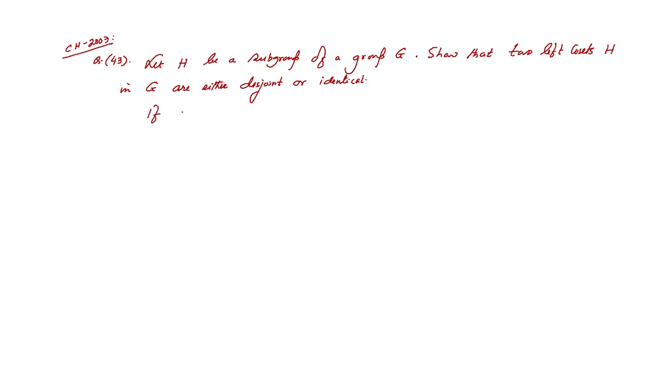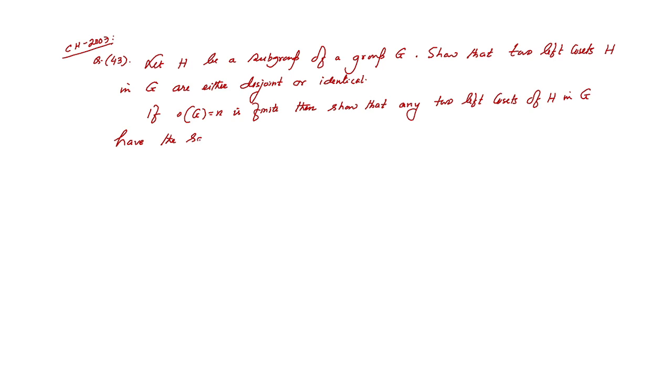Now again, there is a further question. If the order of G equals N, and that is finite, and H is a subgroup of G, then show that any two left cosets of H in G have the same number of elements.